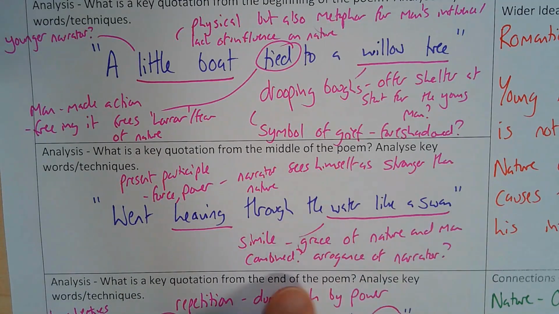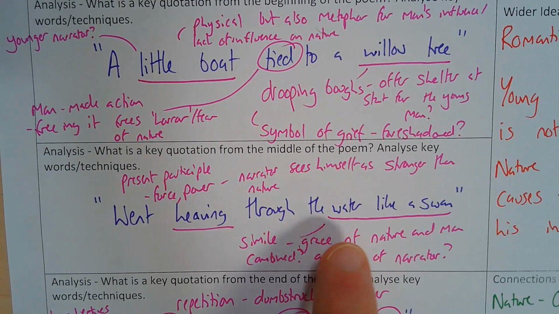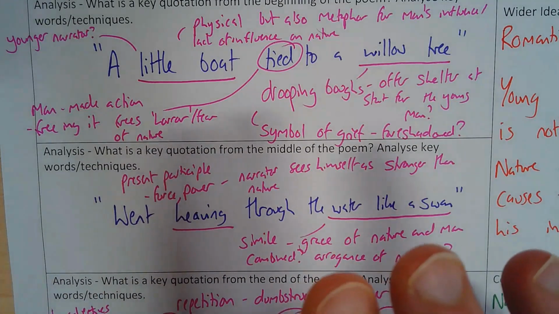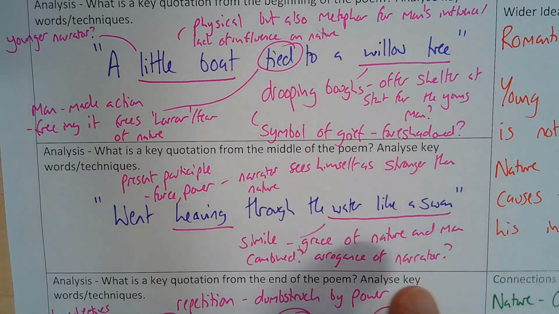The simile shows almost two things, really. This idea that they're moving in perfection. Man and nature are working together. So man and nature are equal here, or they're equal in the minds of the narrator anyway. Or is this an act of arrogance, that he thinks he is as graceful as nature? And of course, this arrogance is destroyed later on when he sees the mountain.